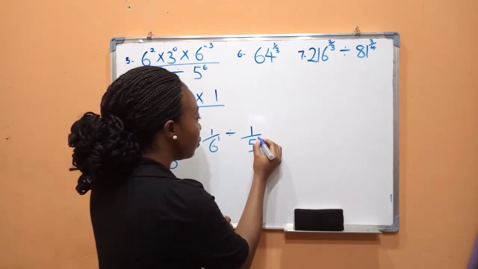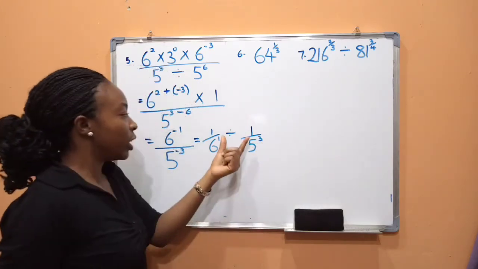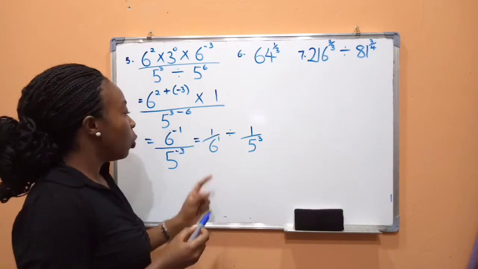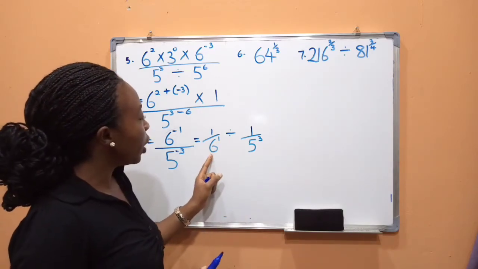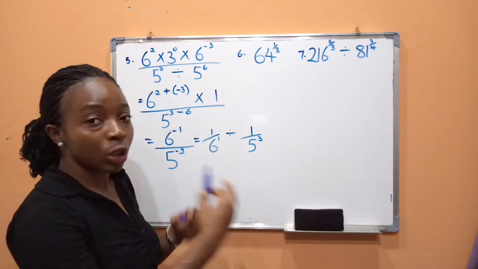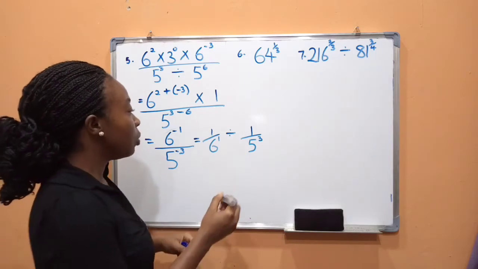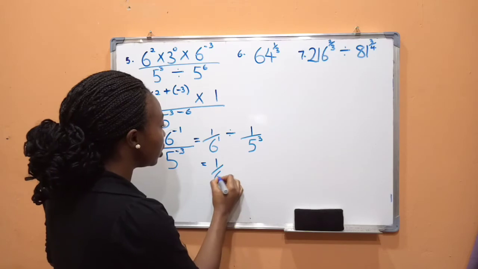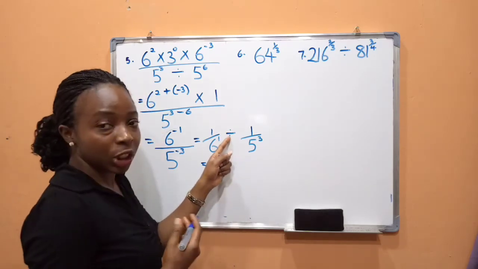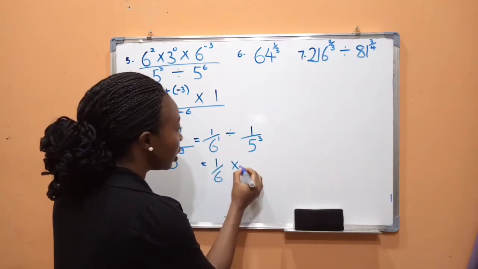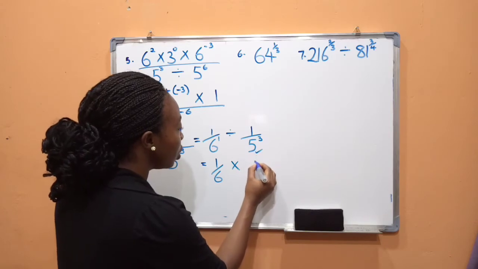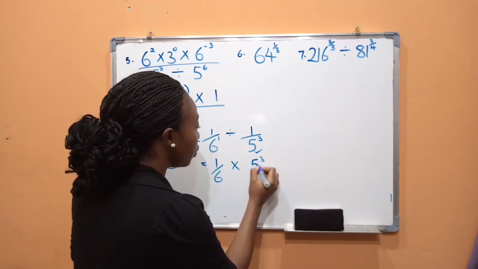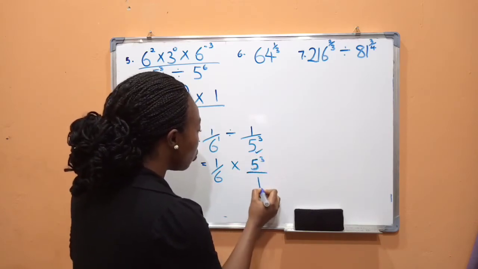of positive 3. Now, by the time we get to this stage, remember, whenever you're using a fraction to divide a fraction, or a whole number to divide a whole number, we are going to invert this. So we are going to have 1 over 6. Then in doing that, that changes the sign. So we're going to have times, and then the denominator becomes the numerator, 5 cubed over 1.